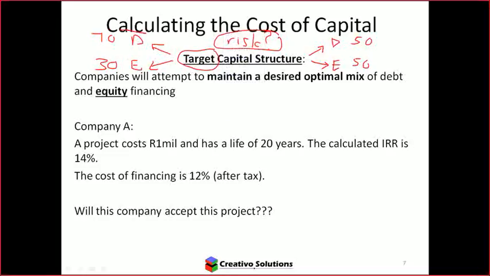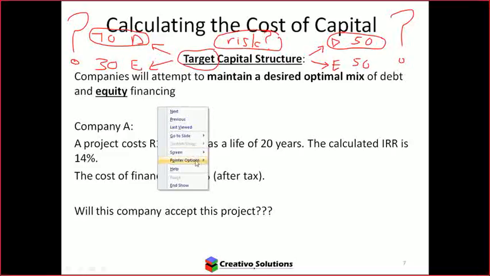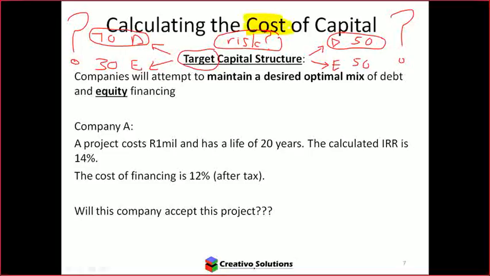So even though this company uses 70 debt and this company uses 50, what is the cost of its capital, irrespective of where it comes from? The one is 50 and the one is 70. Yeah, it doesn't matter. So the point I'm trying to make here is it doesn't matter where the capital comes from. The big question mark is how much does it cost you? That's the key.